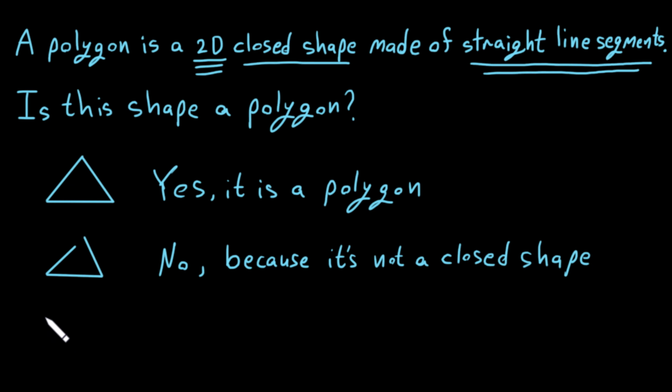Now I will draw for you a closed shape made of two straight sides and one curve like this. It looks like ice cream, and here it's a curve. So this is not a polygon because it has a curve. No, because it is not made of straight line segments. No, because it has a curve.